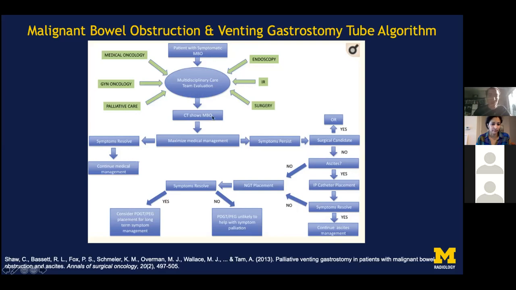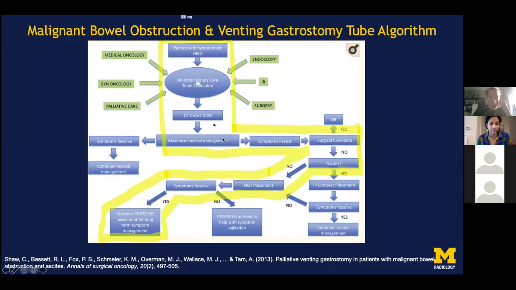And just to make a point, here's an algorithm for symptomatic malignant bowel obstruction management, and I know it looks scary, but I'm just going to break it down. So this is the path that our patient took. She came in with a symptomatic malignant bowel obstruction and then was evaluated by a multidisciplinary team. She underwent a CT scan, and for medical management, she was tried on chemotherapy and immunotherapy, but unfortunately her symptoms persisted. She was evaluated to see if she was a surgical candidate, and she was not, because surgery is not found to be super helpful for multifocal malignant bowel obstruction.